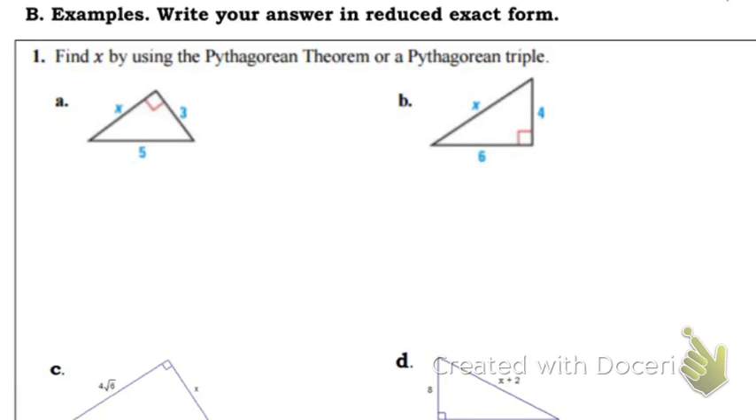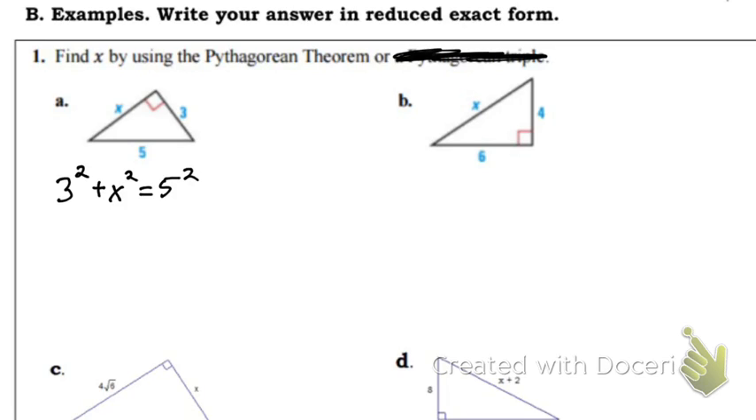All right, we're going to find x by using the Pythagorean theorem or a Pythagorean triple. We're not going to use the Pythagorean triples. We'll talk about that later on. I shouldn't even have put that in there because we aren't going to do that. We're just going to find x by doing the Pythagorean theorem. So just remember, your hypotenuse is the one across from the right angle. So you have to set this stuff up right. Well, 3 is a leg, x is a leg. So we're going to have 3 squared plus x squared equals 5 squared.